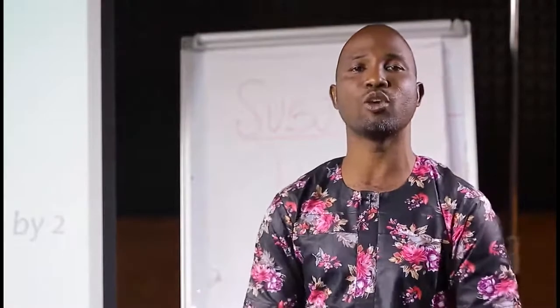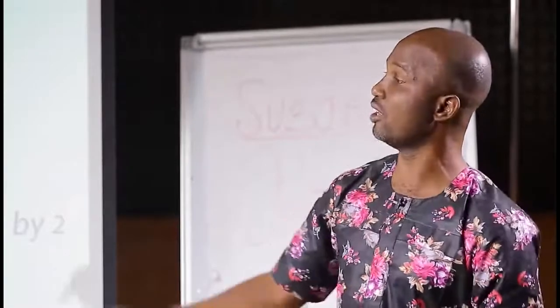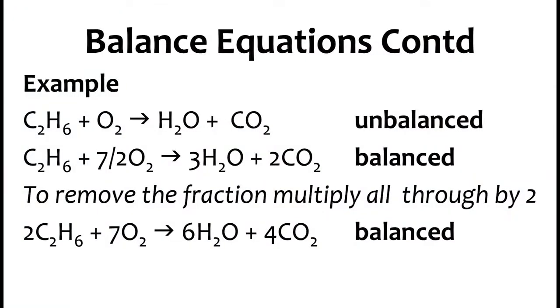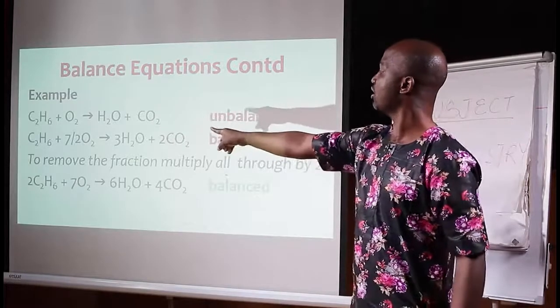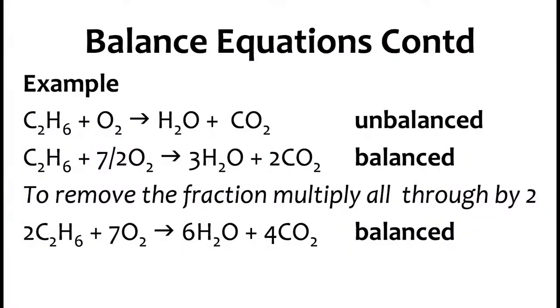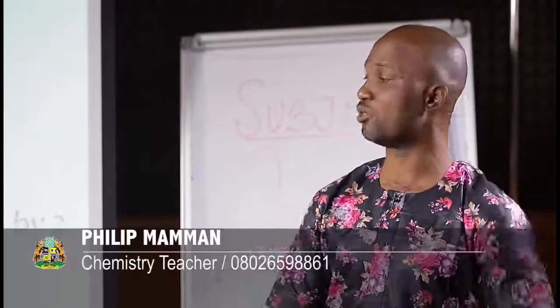You can also balance equations using fractions, such that we say C2H6 plus oxygen to give you water plus carbon 4 oxide. Now we balance it: C2H6 plus 7 divided by 2 oxygen, reacting to give you 3 molecules of water plus carbon 4 oxide. Now we use 7 over 2 to balance oxygen because the oxygen is 3.5 and there is no fraction in balancing. So if you want to remove the fraction, you multiply the equation all through by 2 and you will see that it is balanced.